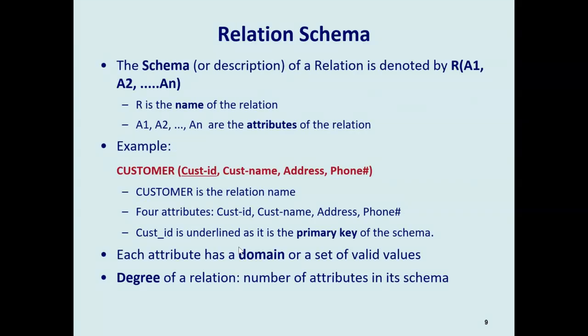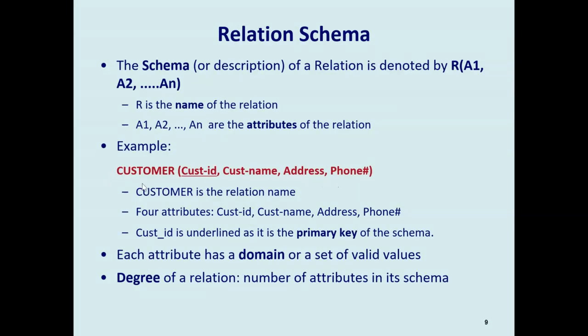Then the relation schema. A relation schema simply represents the structure of a relation or a table. So in the relation schema, it only needs to show the table name or relation name along with the attributes included in that relation. The relation can be denoted as R(A1, A2, all the way to An), where R is the relation name, and A1, A2, and An each represent an attribute.